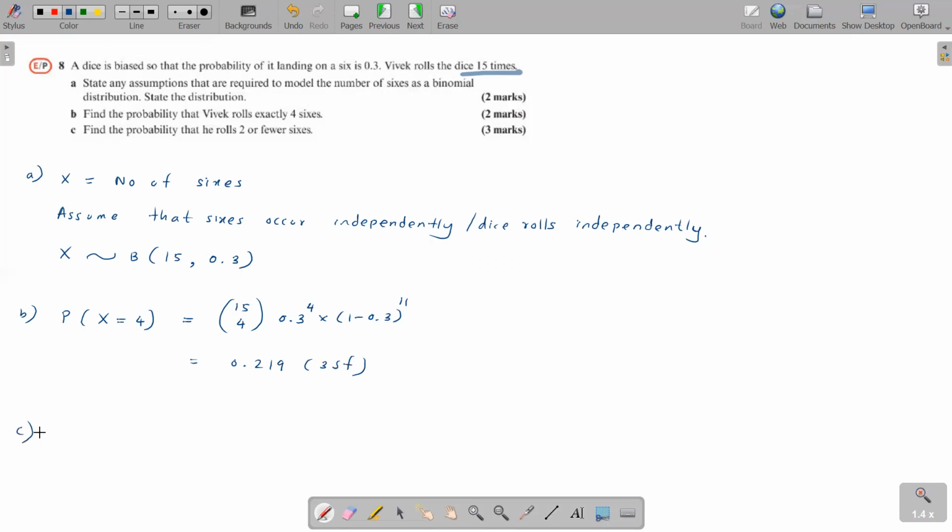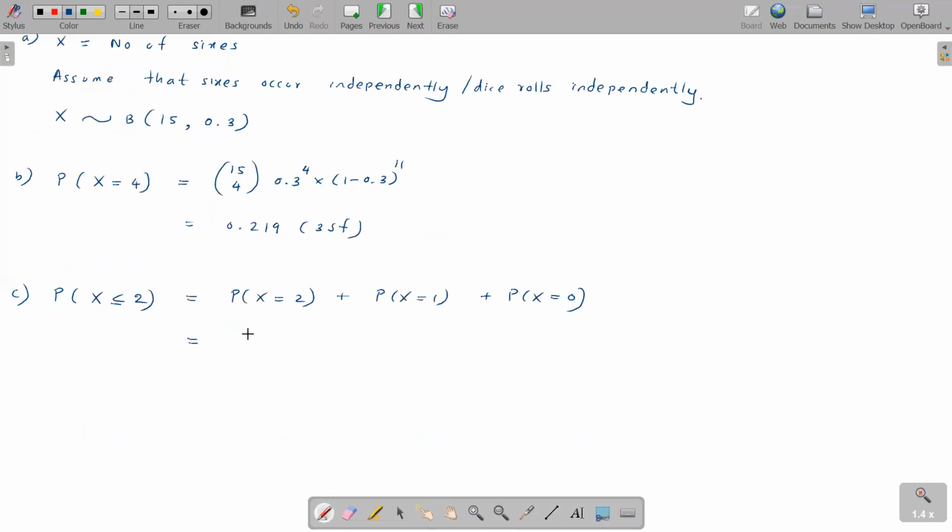Part C, find the probability he rolls 2 or fewer sixes. Guys, what do you mean by rolling 2 or fewer sixes? X is less than or equal to 2, right? So which means what are the X values that we could possibly get? X equals 2. It could be x equals 1 or it could even be x equals 0. You know that this is how the variable works. So x equals 2 probability you get by 15C2, 0.3 to the power 2, 1 minus 0.3 to the power 15 minus 2. That's 13.